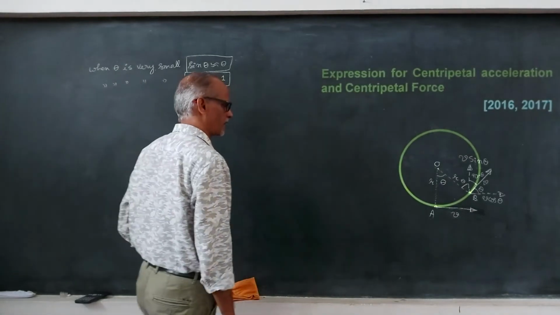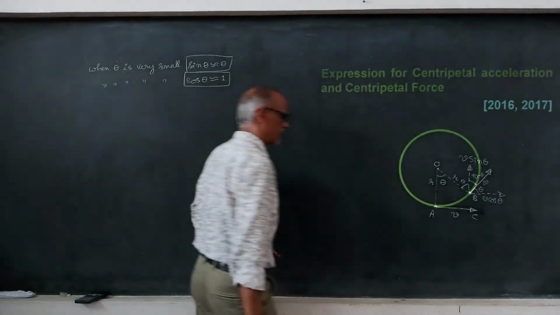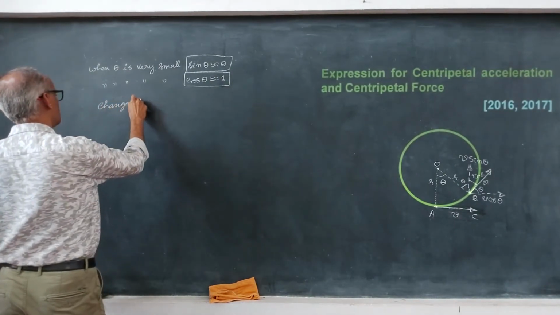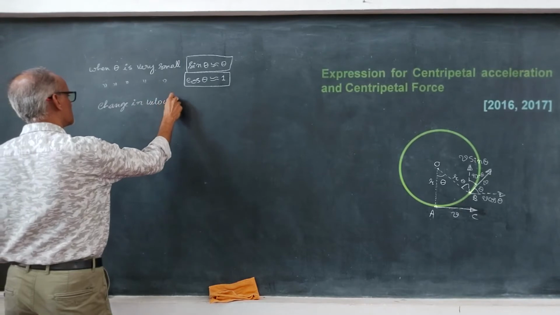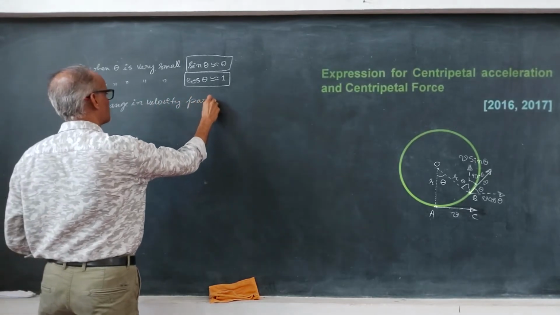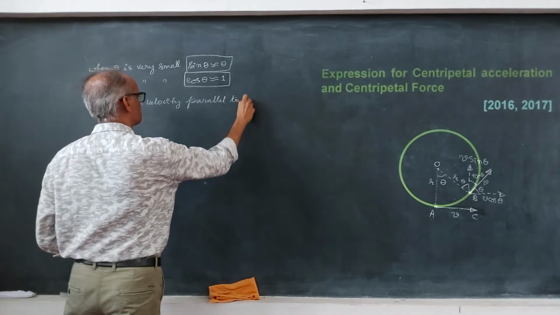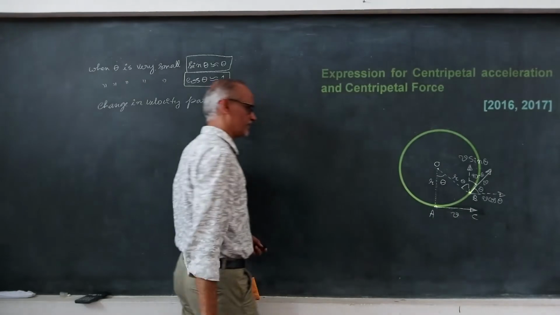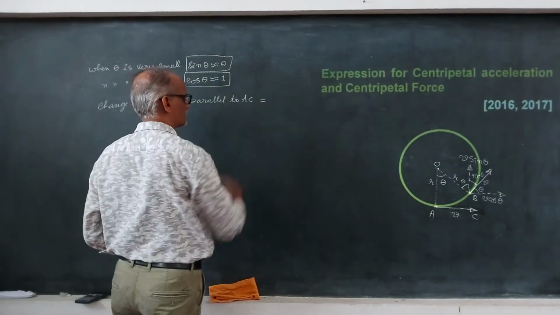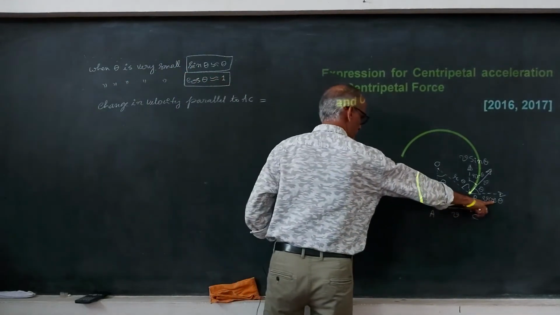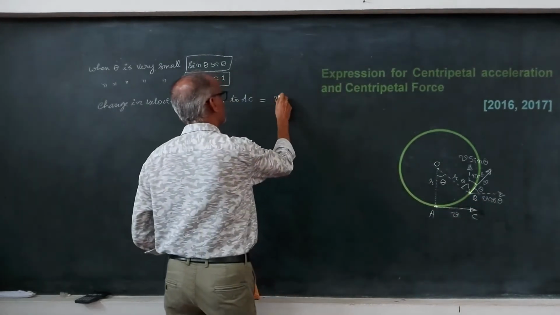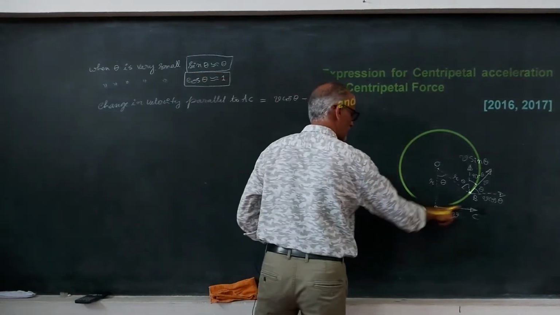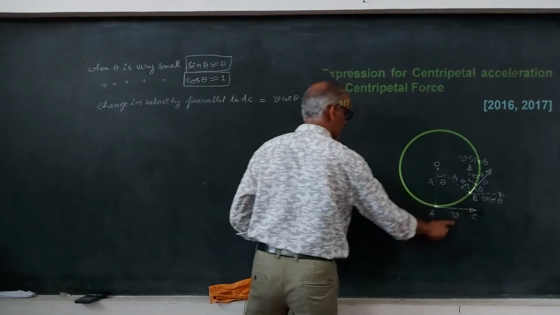So I'm going to write, let this direction be C. So change in velocity parallel to AC. That is this change in velocity parallel to AC. Now that is equal to, here it is V cos theta, here it is V. Therefore, it is V cos theta minus V, final minus initial. As it moves from A to B, this is the final velocity, this is the initial velocity.